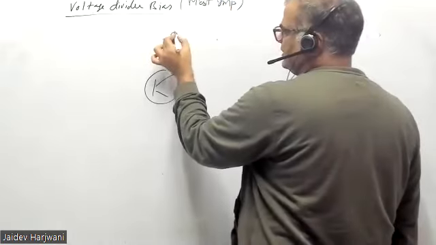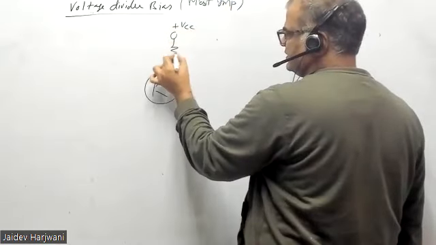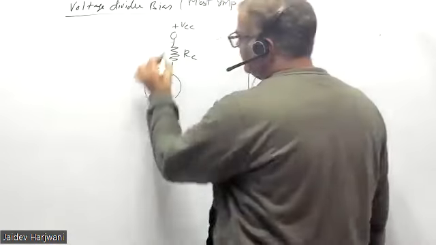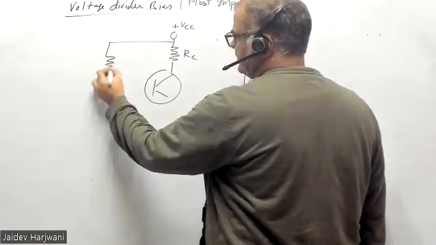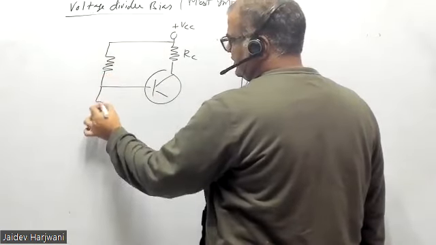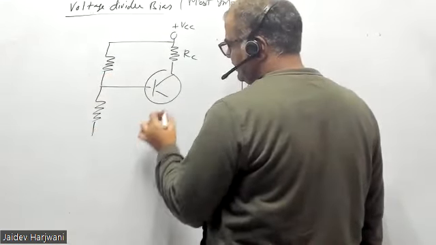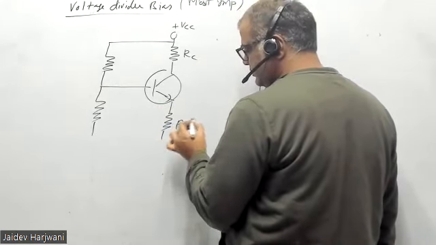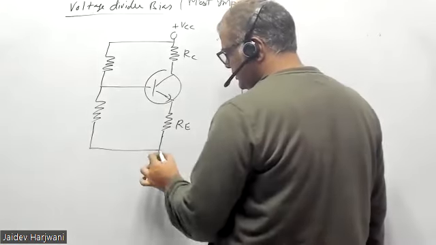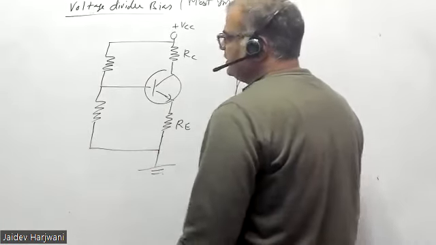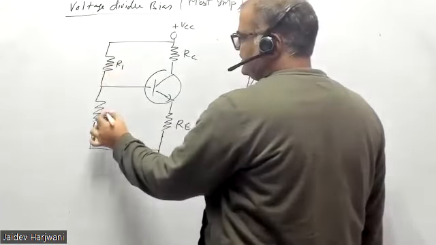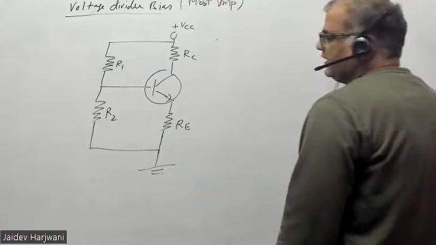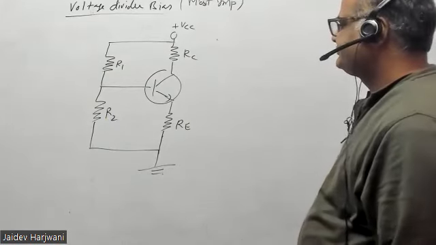This is VCC, RC. Now what I'm putting here is a resistance RB. Now the working of this is very important, understanding how this works. RE, and you can put this as ground. You can say this is R1, and this is R2. And this is the voltage divider bias.